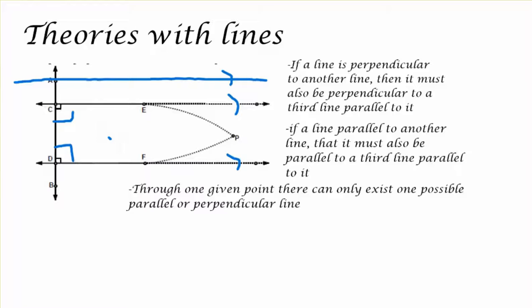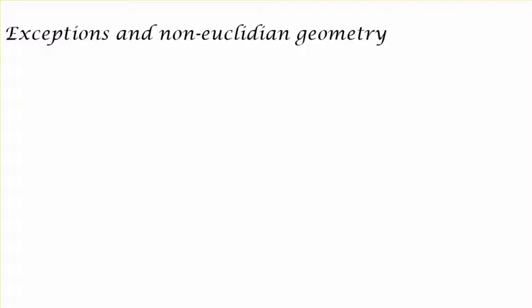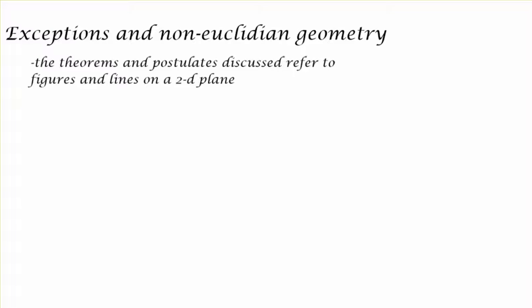Now, the last one: through one given point, there exists only one possible parallel and perpendicular line. I can make a point, and that point's only going to yield one possible parallel line and one possible perpendicular line. And any of those results are going to be perpendicular to both and parallel to all those lines that you see. Now, these laws do have some exceptions.